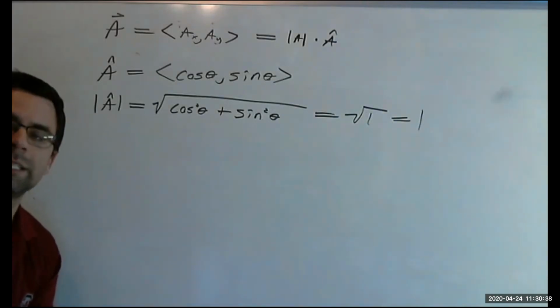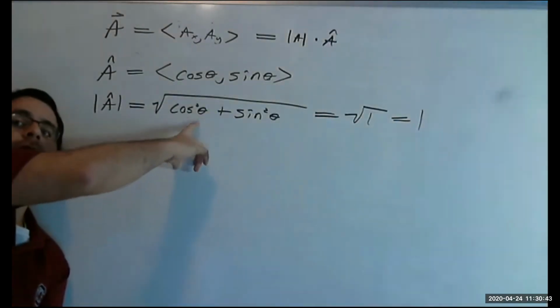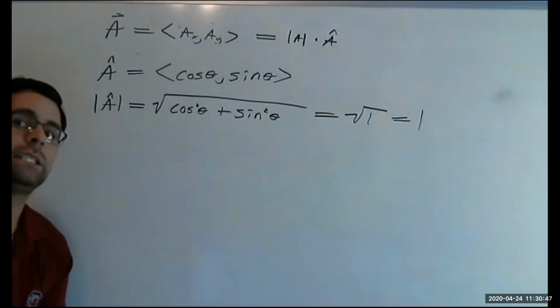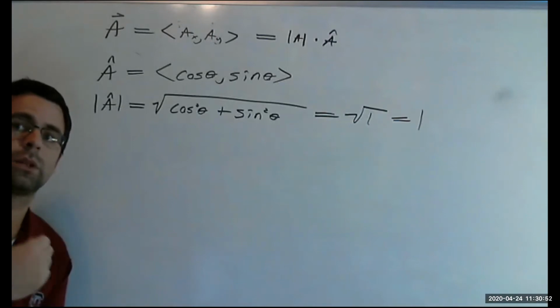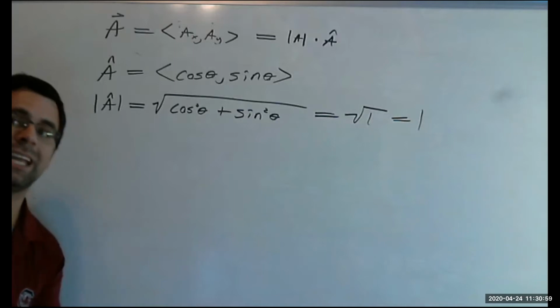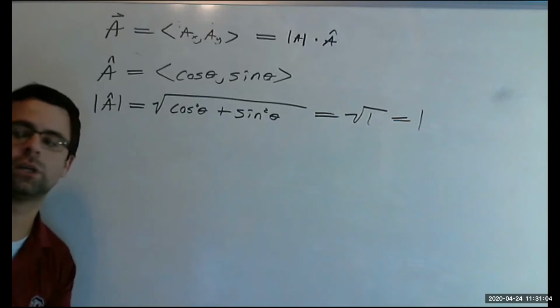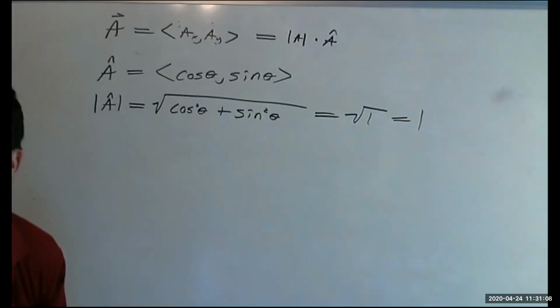So further proving that it does not matter what the angle is, right? So I didn't have to plug anything in for theta. It doesn't matter what it is. Cosine of an angle squared plus sine of an angle squared is always 1. Proving that this unit vector always has a magnitude of 1. No matter what.